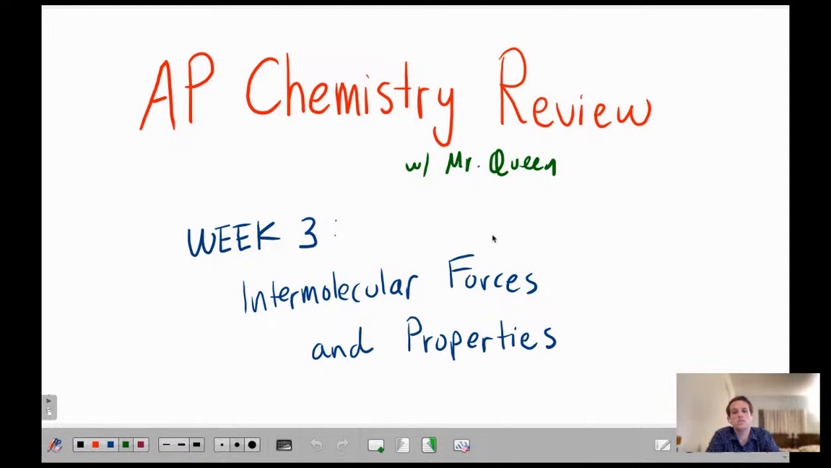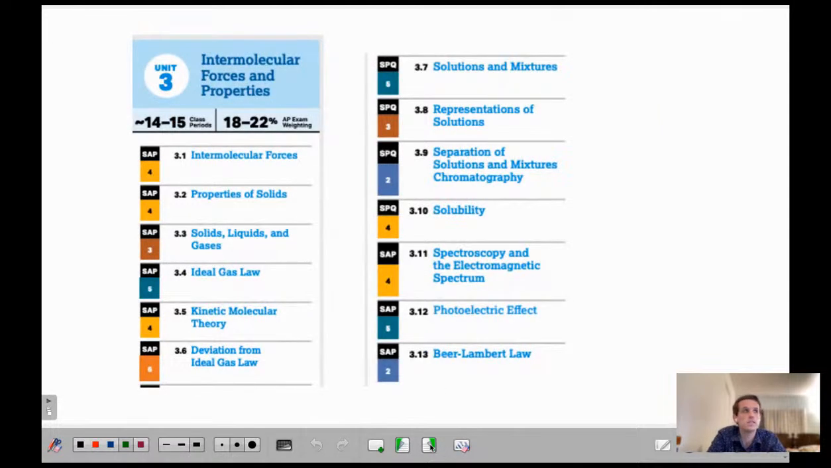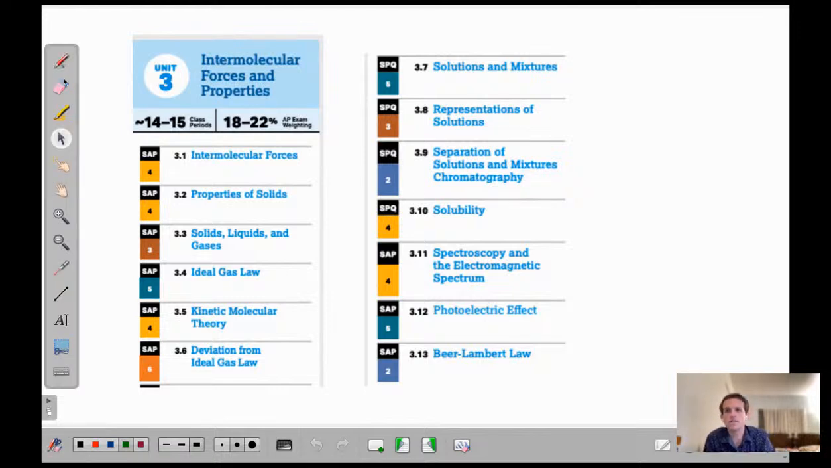And oh man, is this unit a doozy. All right, so as you can tell, this unit is jam-packed. It shows 13 different topics that are contained in this unit. And if you look at the top up here, it tells you that this part of the test is a large portion of the material, right? It says 14, 15 class periods, but it's 18 to 22% of the AP exam.